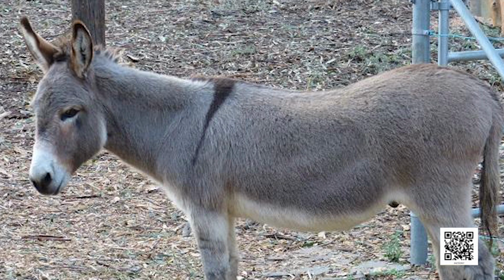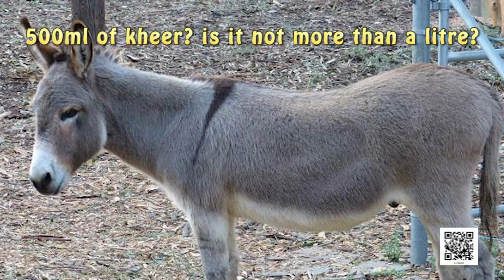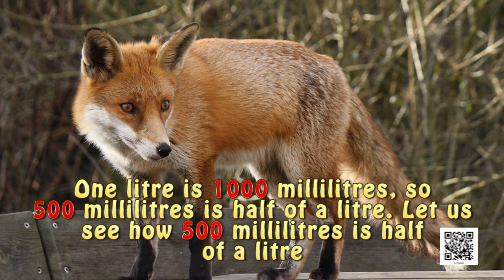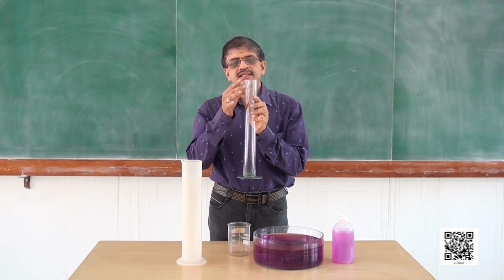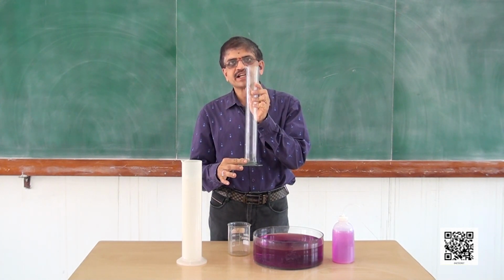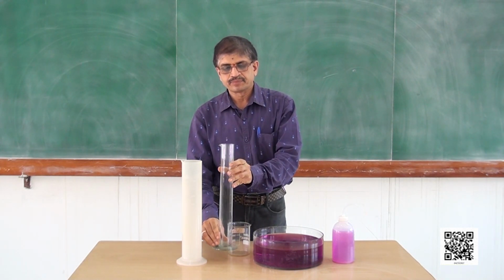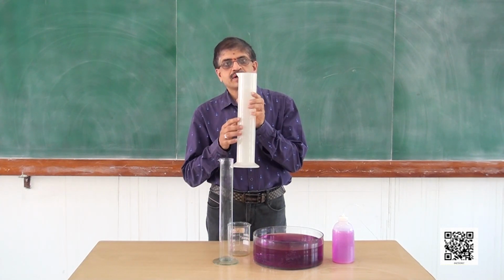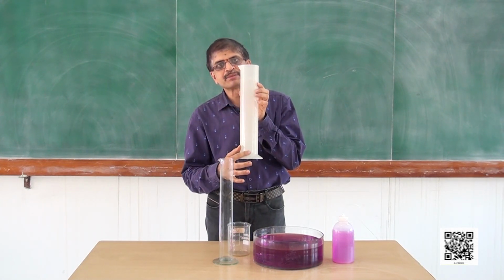The donkey was surprised and expressed his doubt whether 500 milliliters is more than a liter. Then the fox says 1 liter is 1000 milliliters, so 500 milliliters is half of a liter. Let us see how 500 milliliters is half of a liter. We have already seen this is 500 milliliters measuring cylinder. This is 1000 milliliters measuring cylinder.